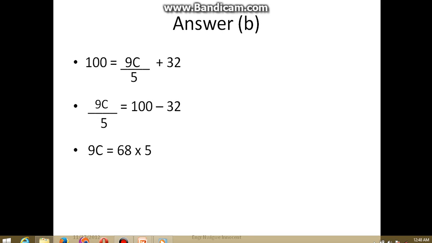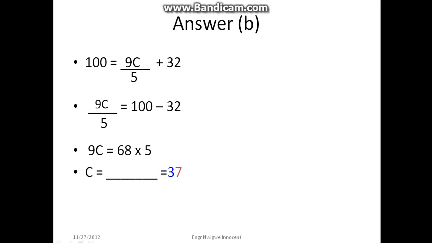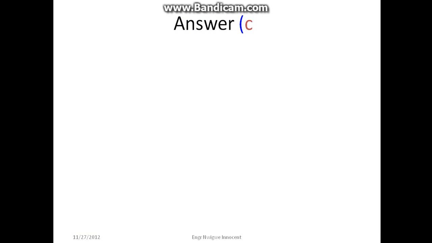Therefore, our C will now become 68 times 5 over 9, which is equal to 37.8. Answer: C. From the formula, we are given that F is equal to 9 times C all over 5 plus 32. Then since our F is equal to C, we now have C equals 9 times F over 5 plus 32.